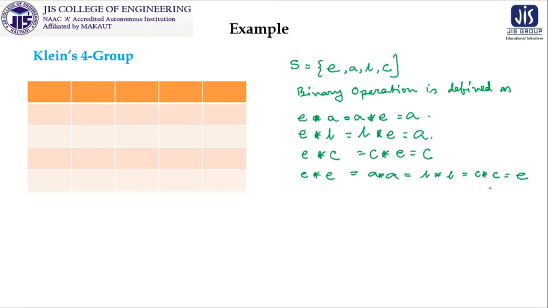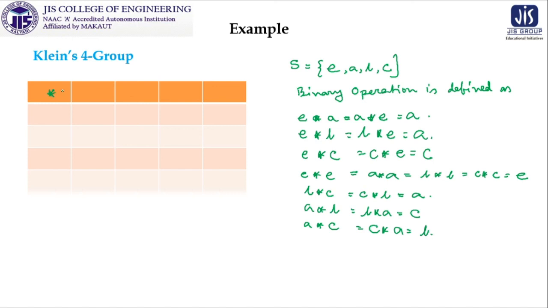It is defined. Clear? And finally, B composition C is equal to C composition B is equal to A, and A composition B is equal to B composition A is equal to C, and A composition C is equal to C composition A is equal to B. All these are given to you. Your job is to construct the composition table. So let us start.